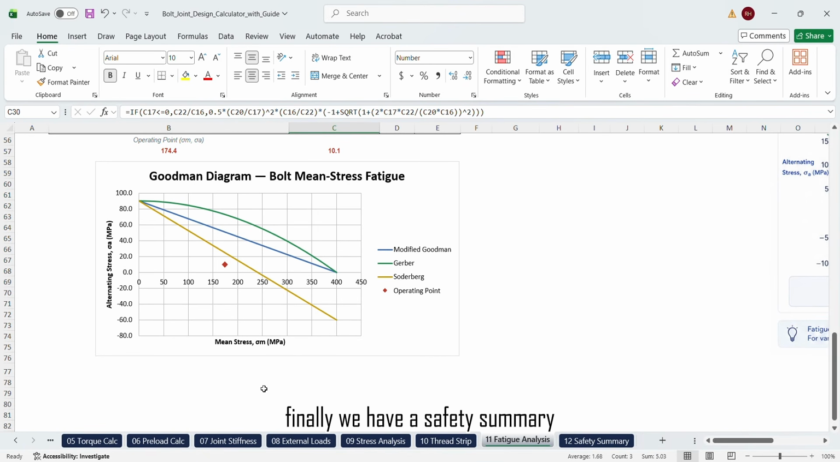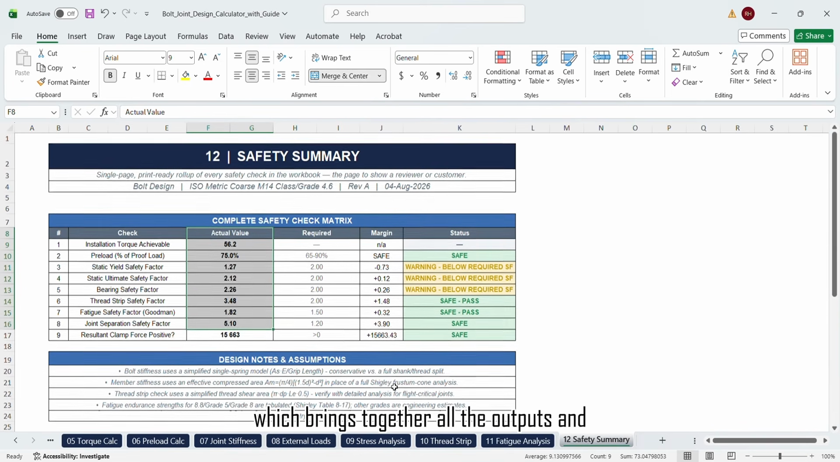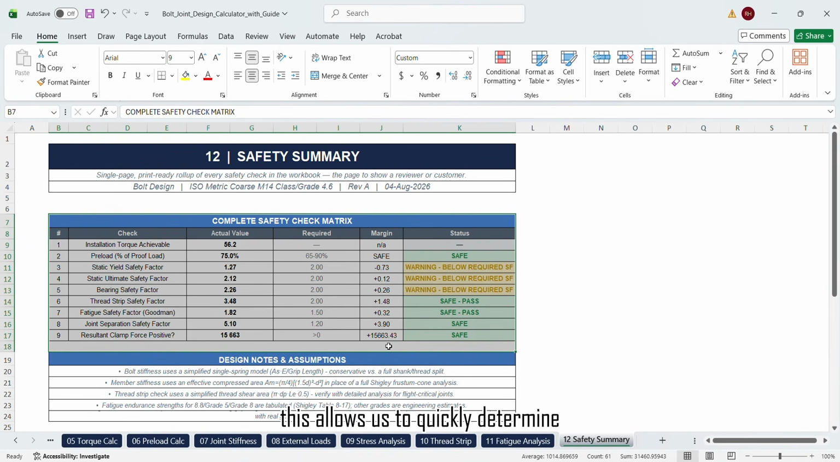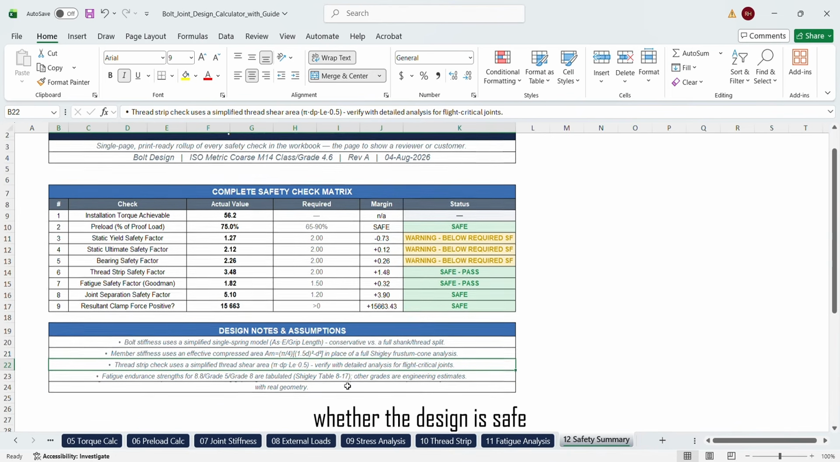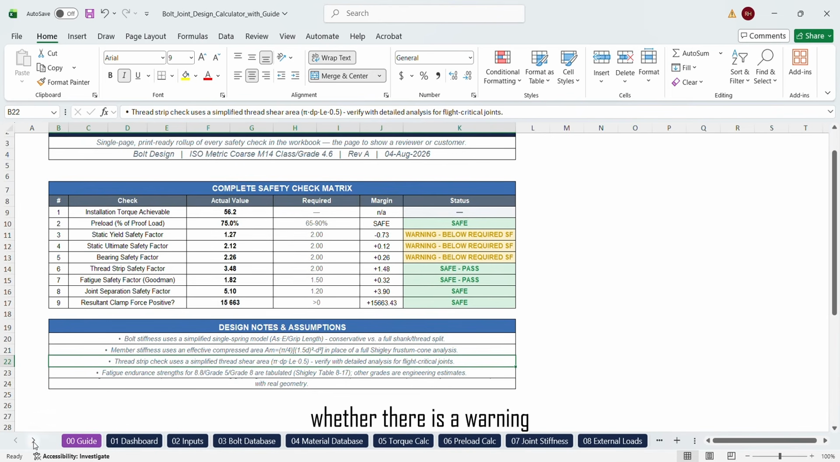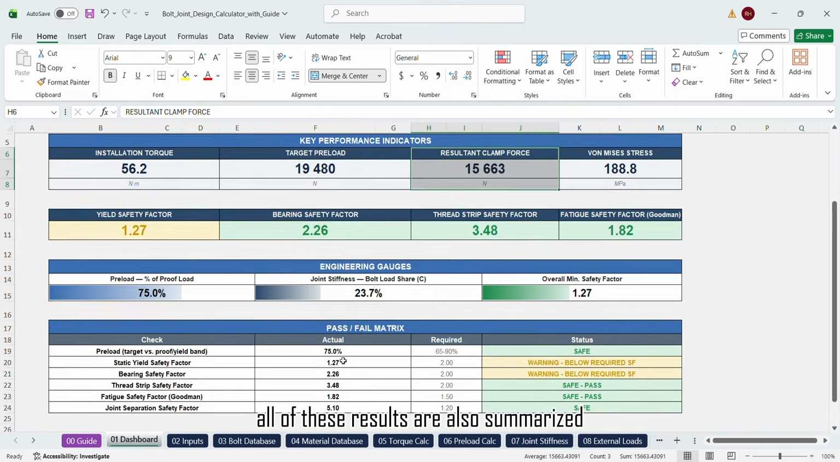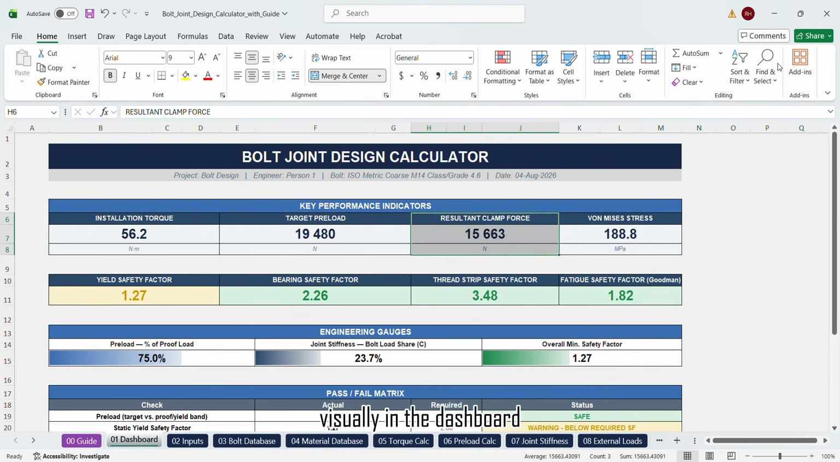Finally, we have a safety summary, which brings together all the outputs and results from every calculation that we have performed. This allows us to quickly determine whether the design is safe, whether there is a warning, or whether there is a failure. All of these results are also summarized visually in the dashboard.